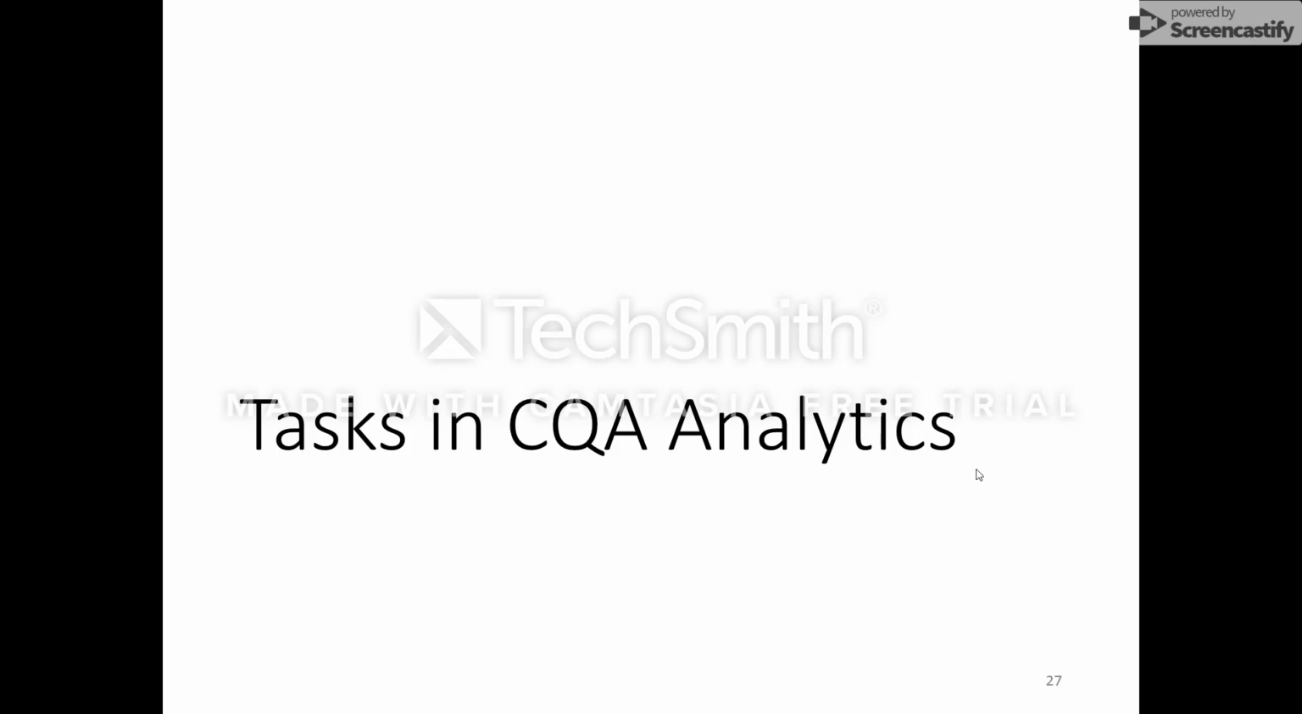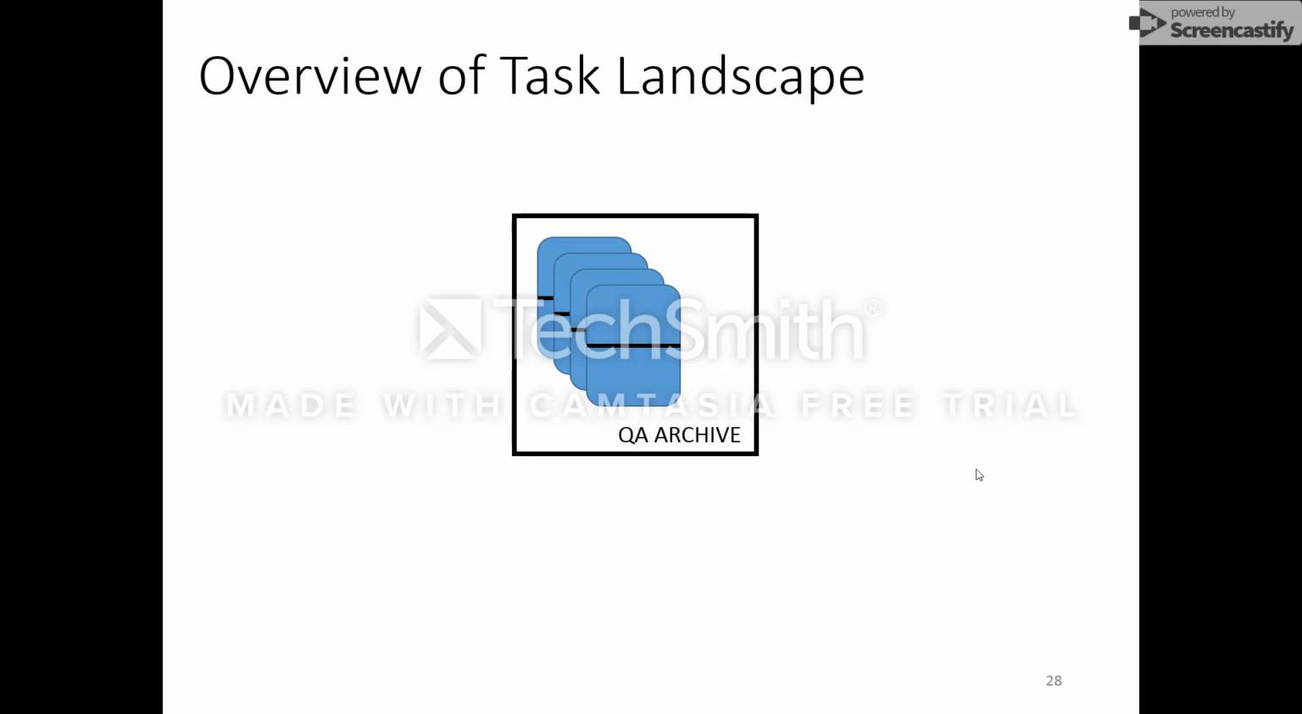Okay, so let's look at some tasks in CQA analytics, beyond which we'll look at some concrete methods for addressing those tasks. So we'll build an overview of the task landscape so as to guide the remainder of the tutorial. So you have a QA archive. You should notice that I've replaced the phrase case base with QA archive, right?